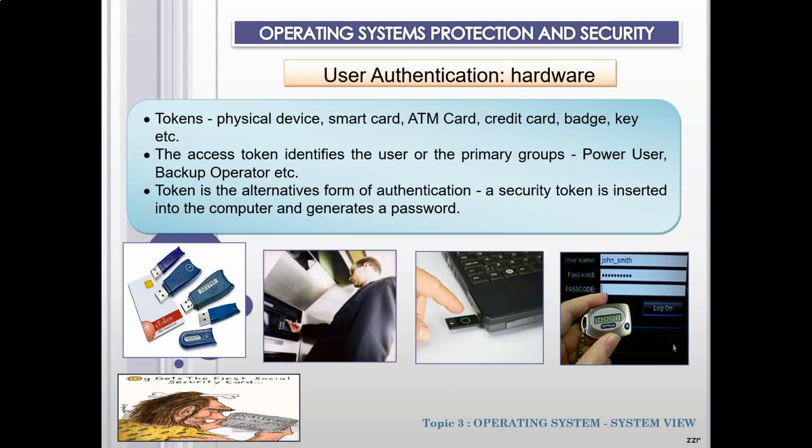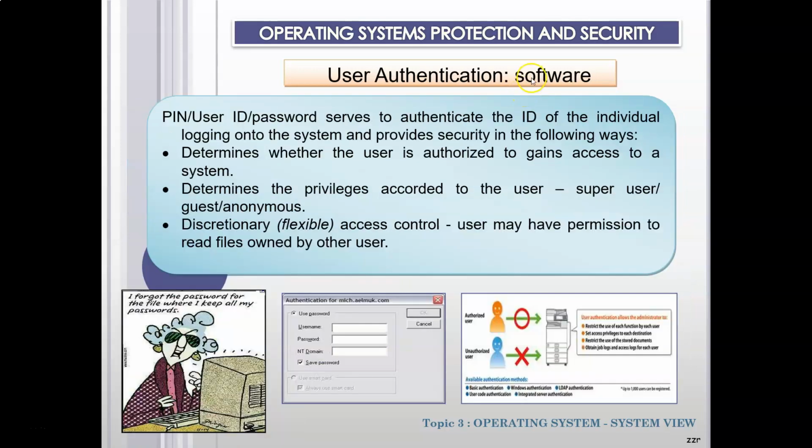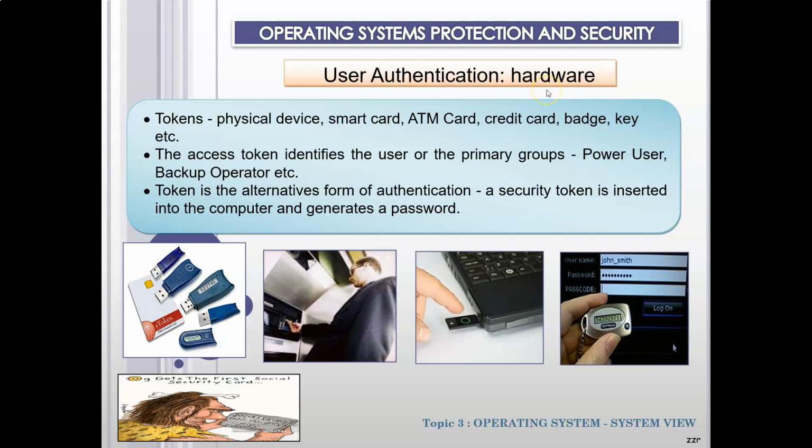Other than that, in user authentication by using hardware, just now by using software you need to remember your password. But now, what kind of hardware can be used as the authentication? We have token, smart card, physical device, ATM card, credit card, badge, key. There is hardware that can be used as the authentication, and some of the hardware has its own PIN number or password attached to it.